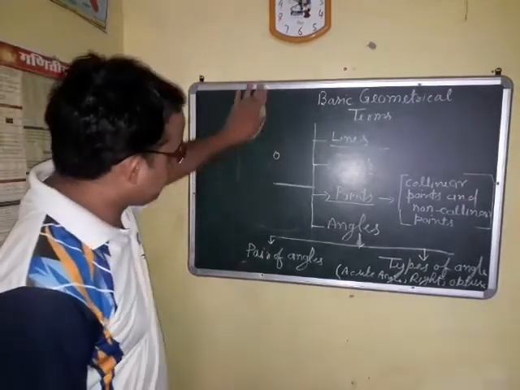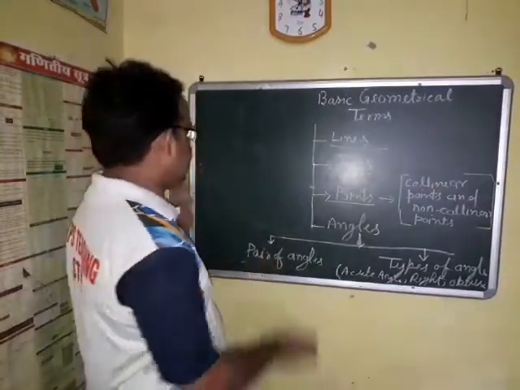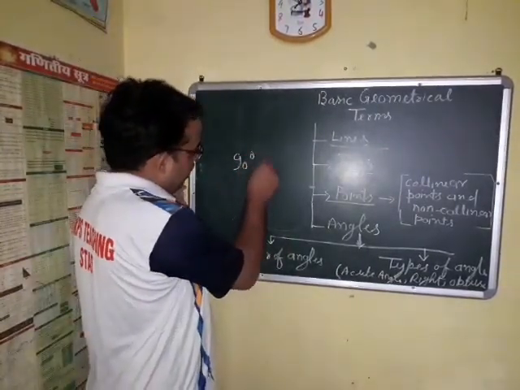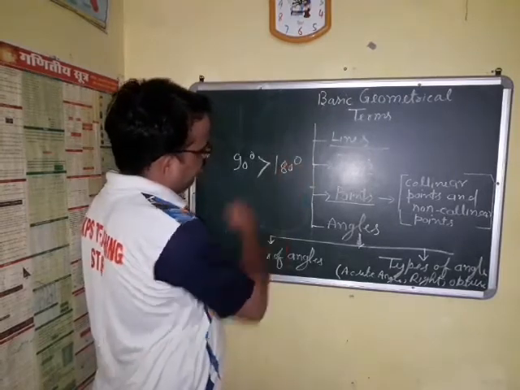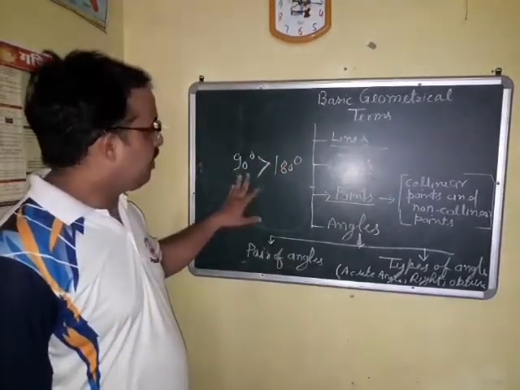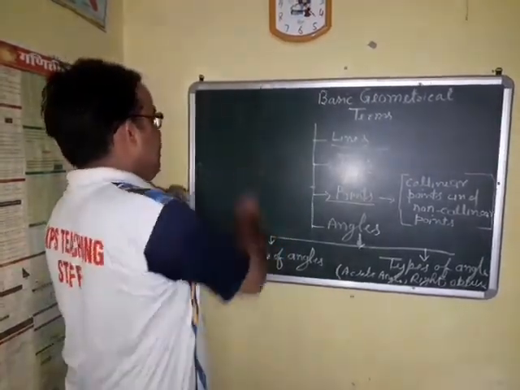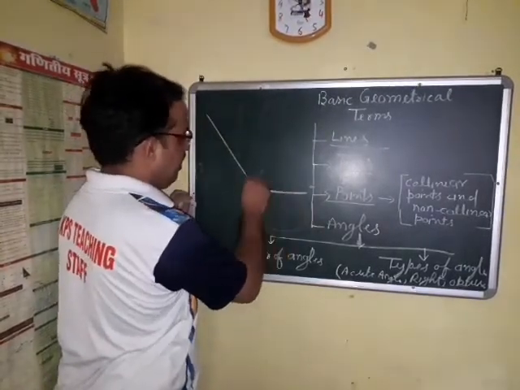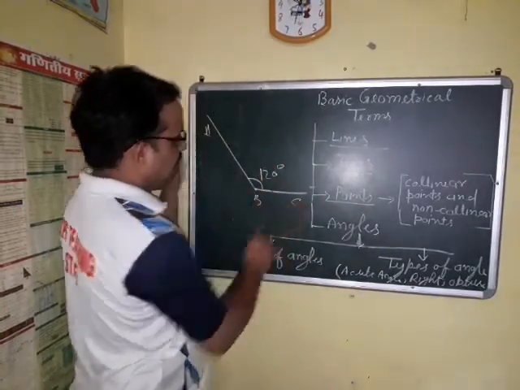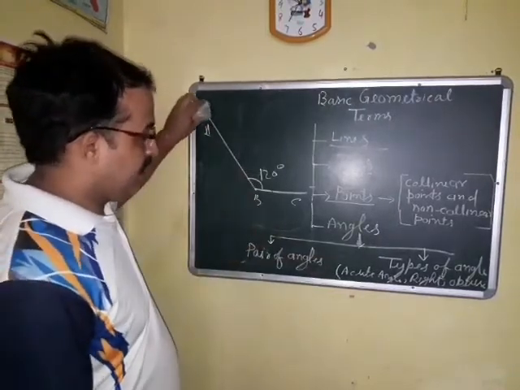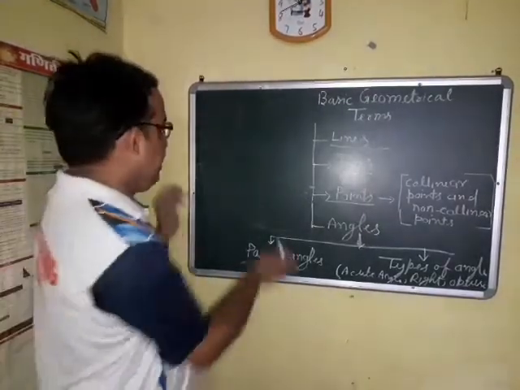And the next one is the obtuse angle. Obtuse angle is greater than 90 degrees and less than 180. An angle greater than 90 and less than 180 is called an obtuse angle. And an angle just like this, see, 120 degrees, is called an obtuse angle.